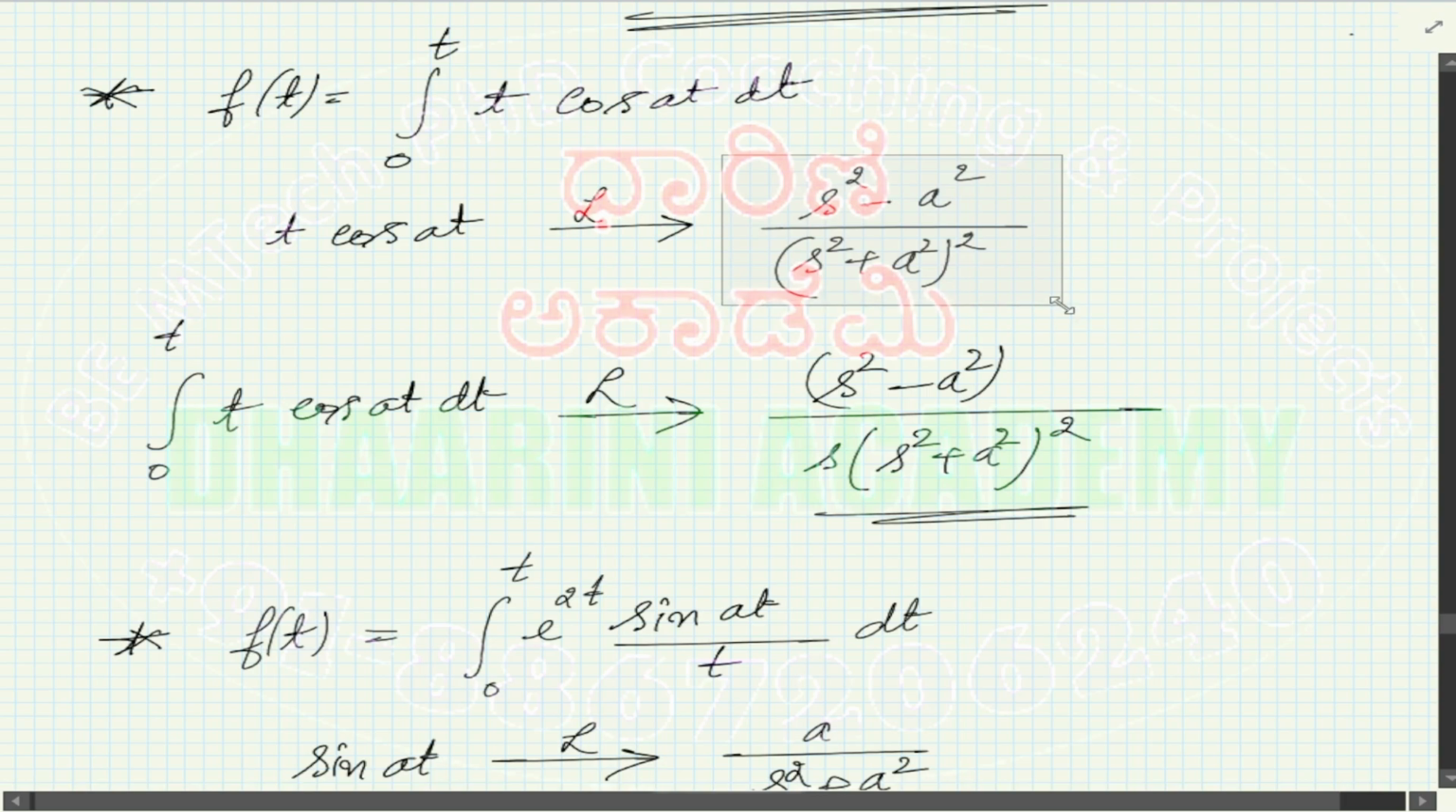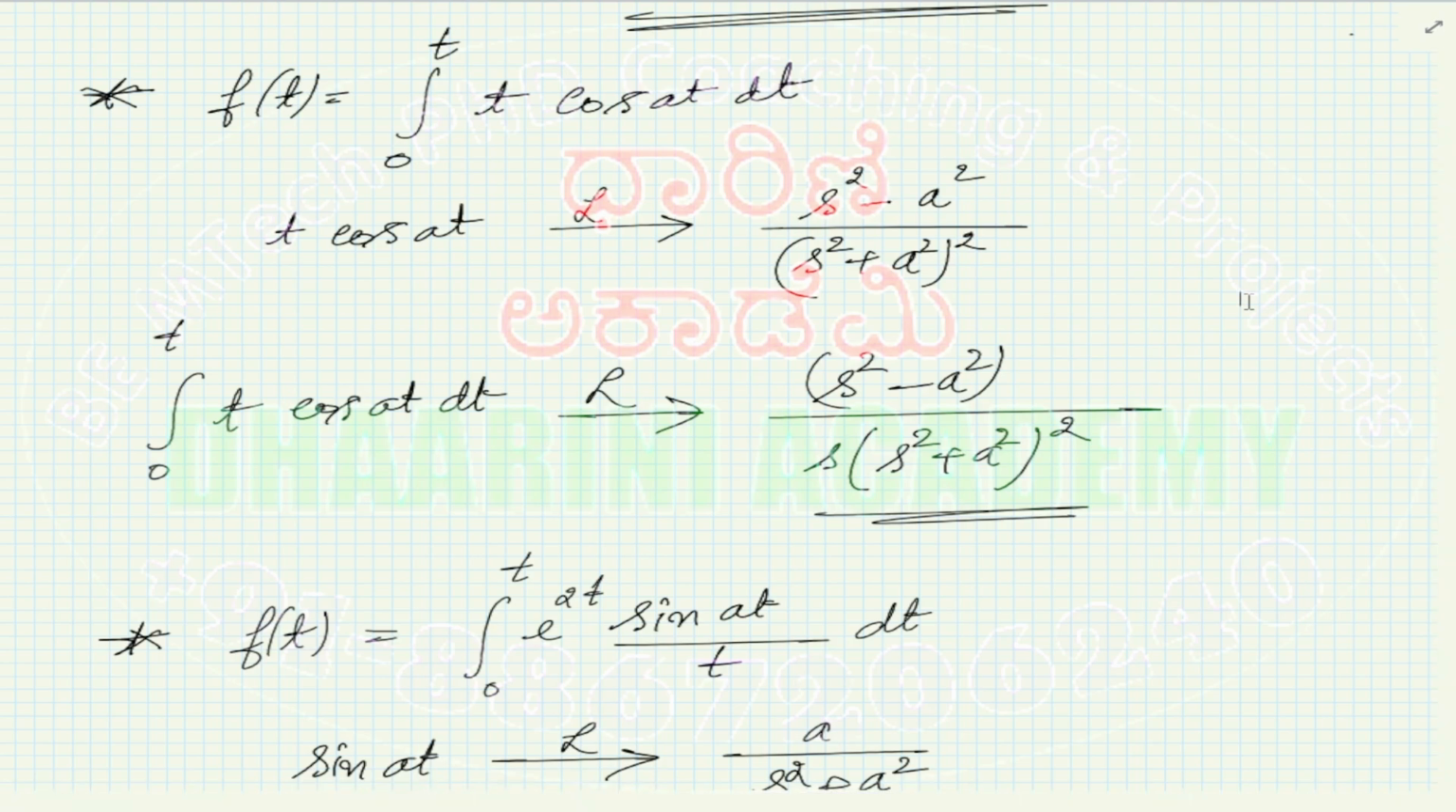Okay. Now, since you have integration of this function, the rule says that simply divide the f of s by s. So this term what we have here, simply divide by s. So you can see one s extra here in the denominator. Okay, just verify that now.